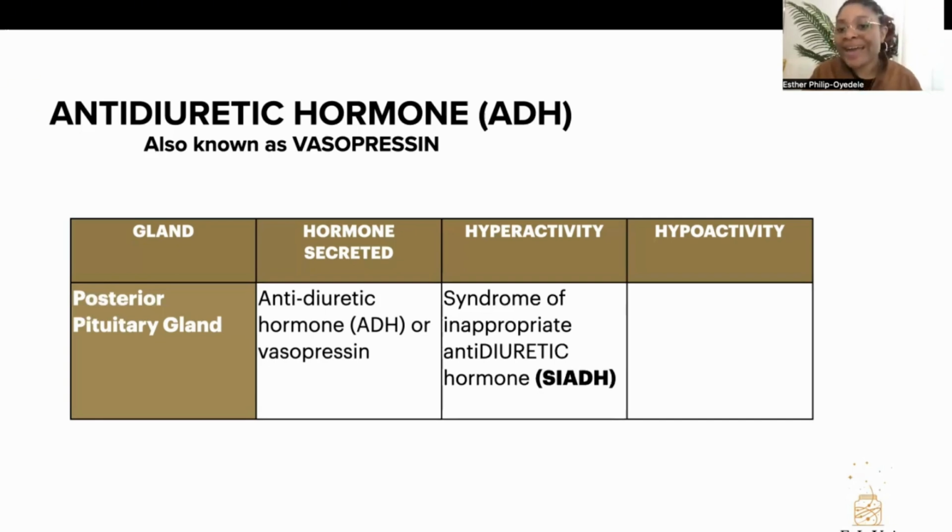All right, we simply call that SIADH. Now, sometimes ADH is also secreted too little, and we'll call that diabetes insipidus, also known as DI. Now, this is not to ever be confused with diabetes mellitus. Two different things. Diabetes mellitus has to do with blood sugar, insulin, pancreas, a totally different organ. Diabetes insipidus has to do with your ADH, your brain, posterior pituitary gland, the kidney. Do you see how different they are?